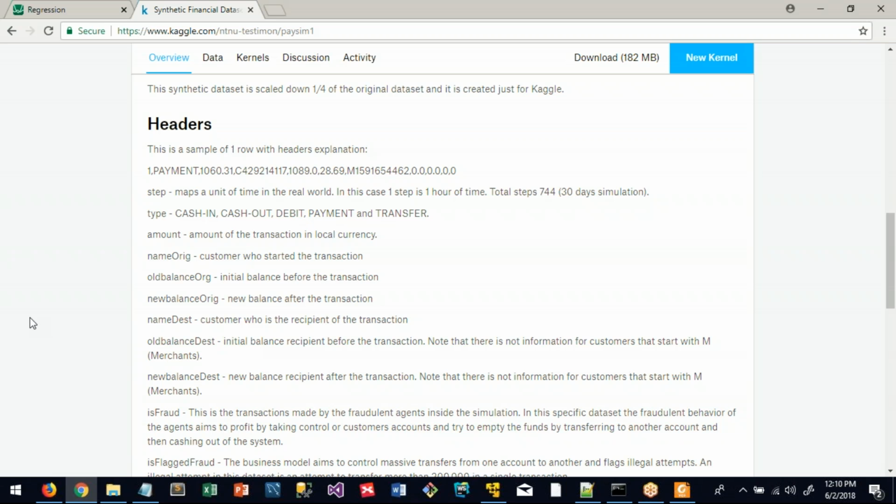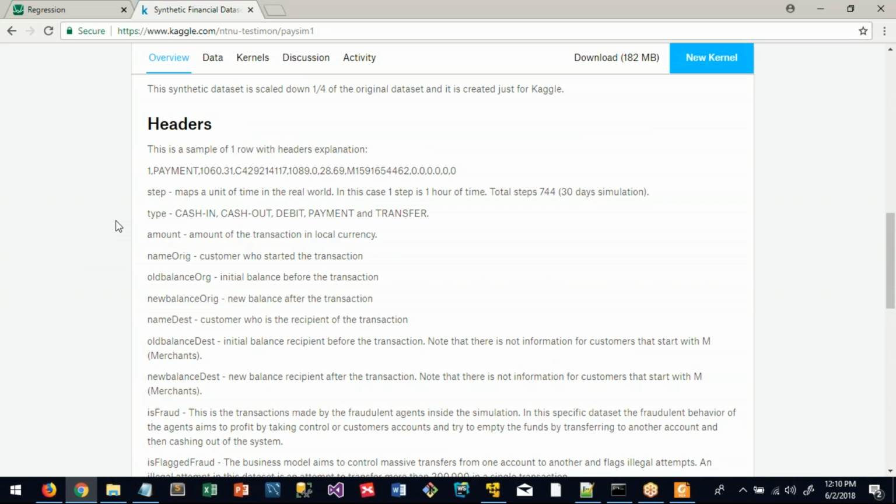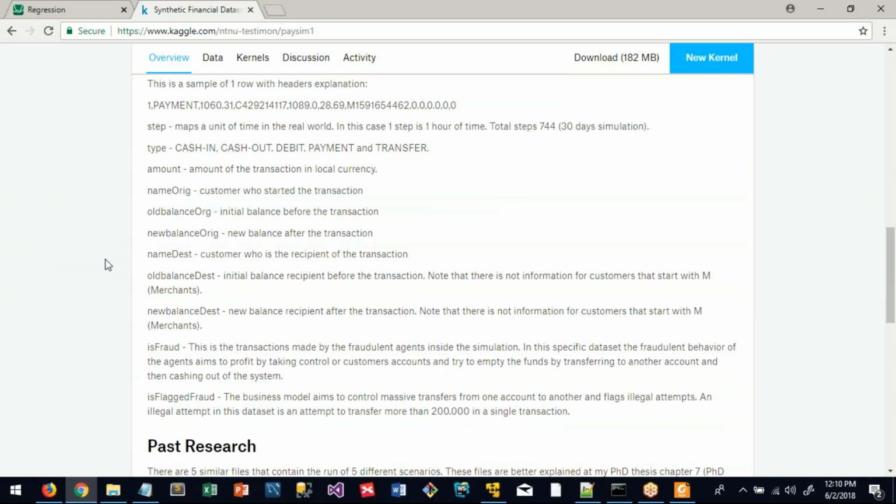Now let me tell you what I expect from the exercise which we're going to do right now. We're going to do it step by step. This is a fraud data set. It tells you which of the transactions are possibly fraud. We're going to do it in two steps.